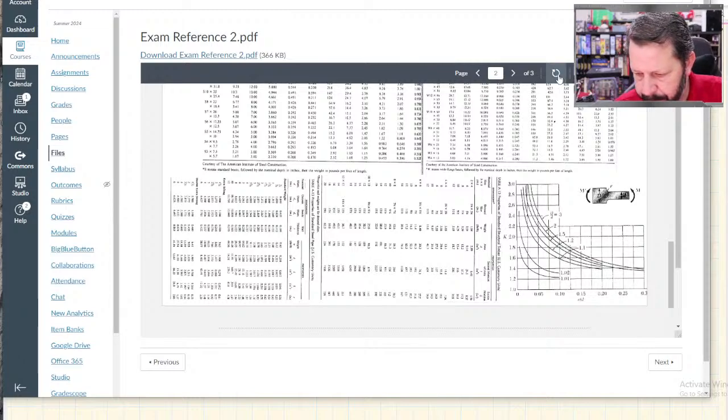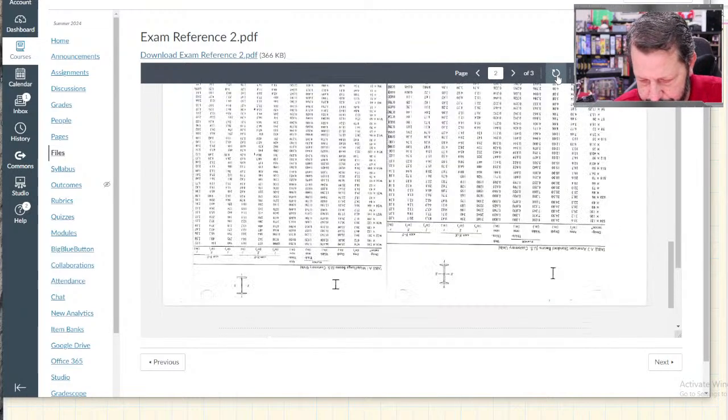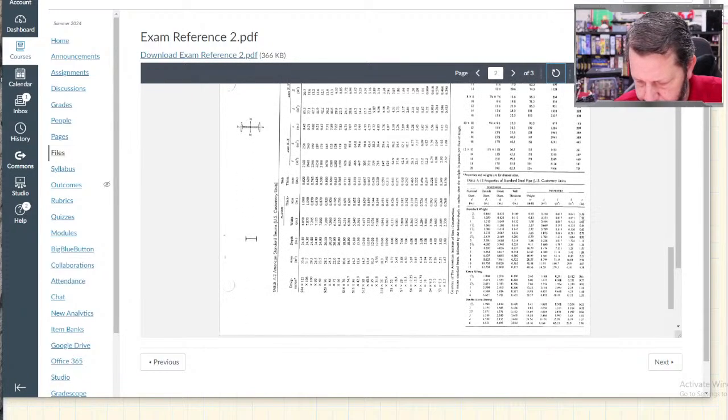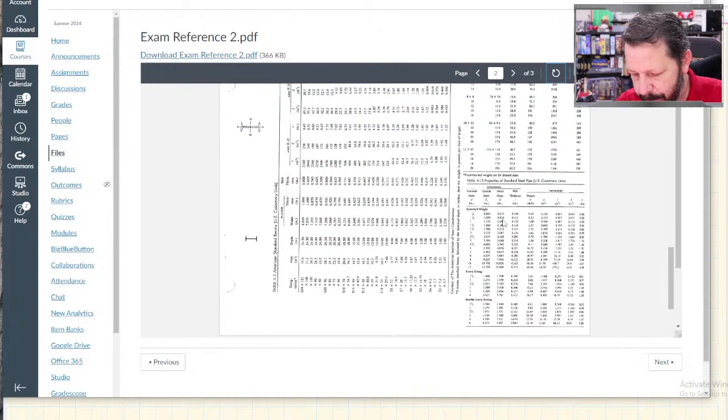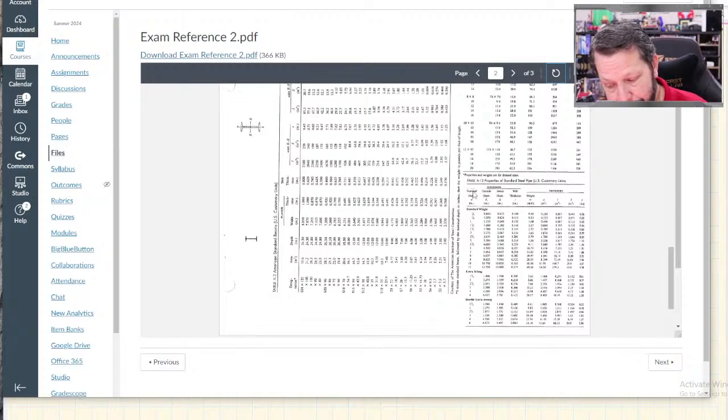All right, here we go. I need to rotate it around to where it's right side up though. So this little table, I know you can't read that at all unless you're on a really big monitor. It's even hard on a big monitor to read. But this table is table A13, and it's called Properties of Standard Steel Pipe.